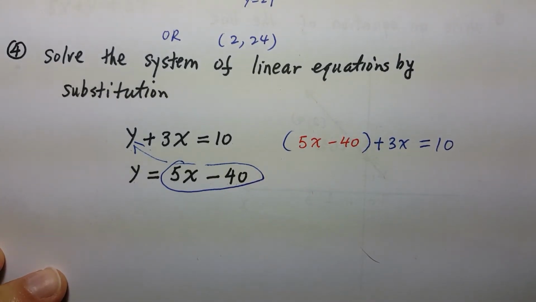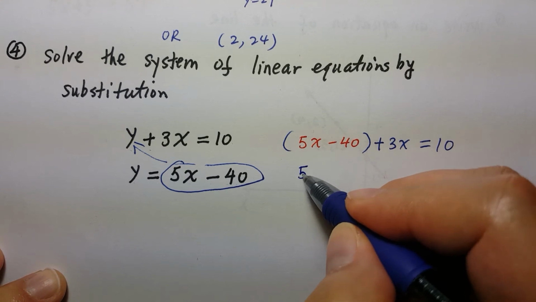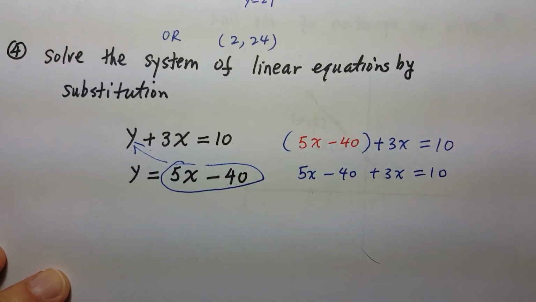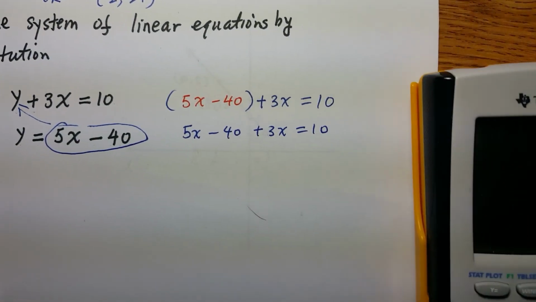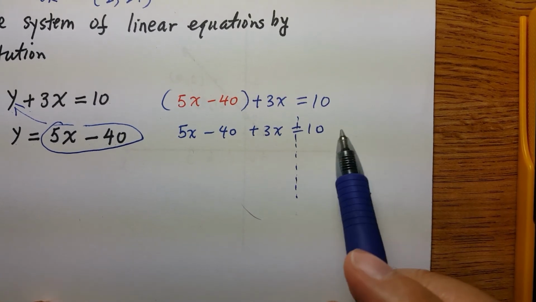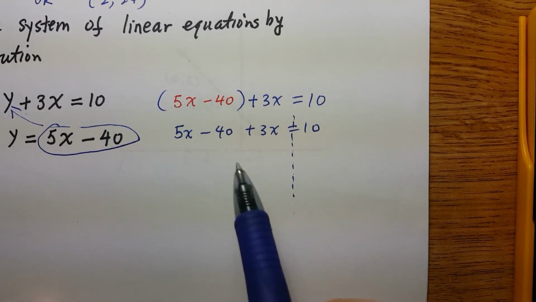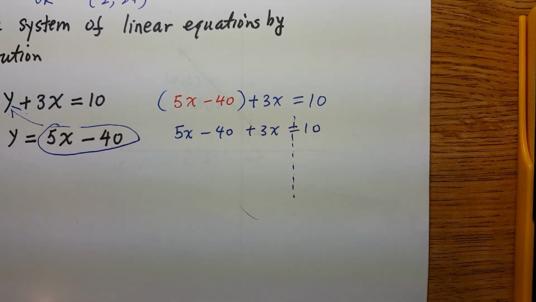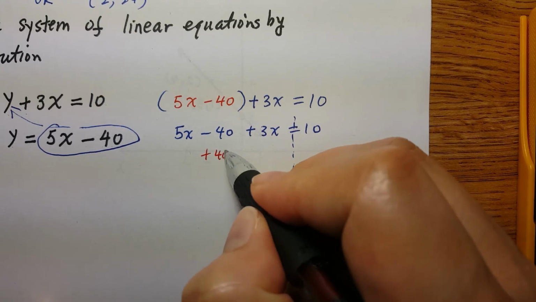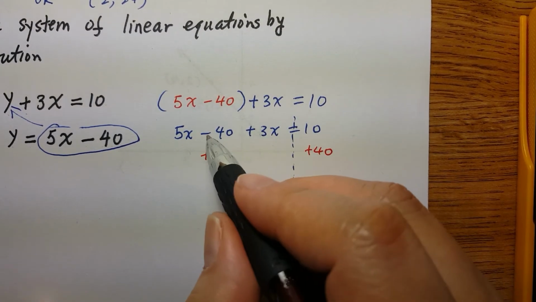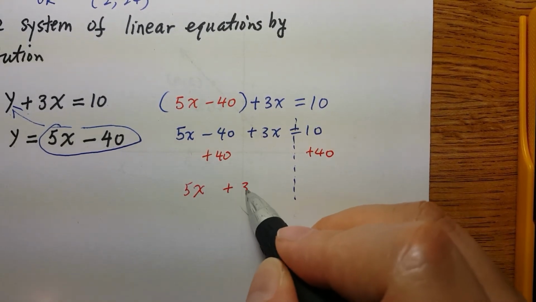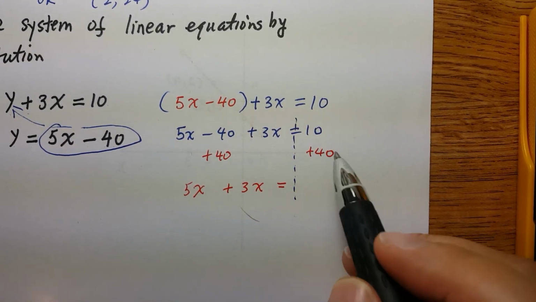Now there is nothing in front of the parentheses, so I'm going to drop it. We're going to write 5x minus 40 and then plus 3x equals 10. On the right side, there's no variable. The variable is on the left side, and I have minus 40 over here. I don't want the minus 40 there, so I can eliminate it by using plus 40. Negative 40 and plus 40 cancel. I get 5x left over and plus 3x left over, equals 10 plus 40, which is 50.